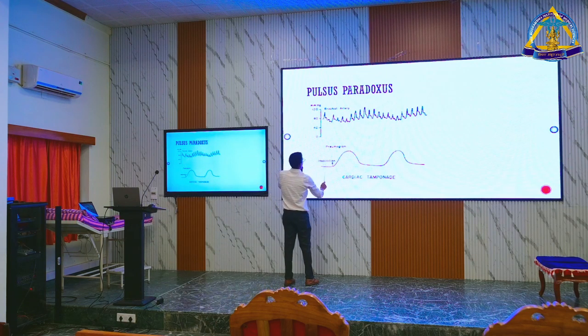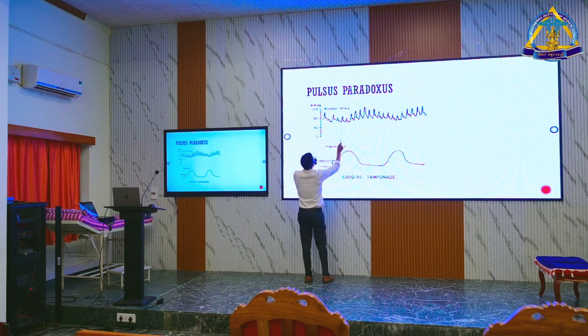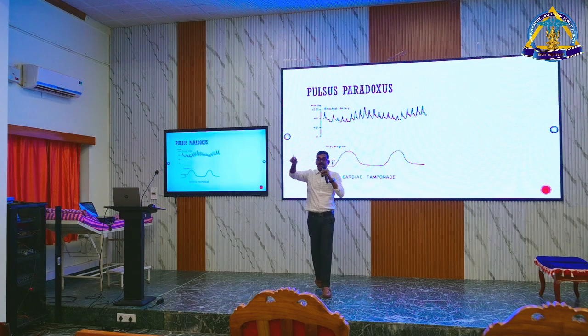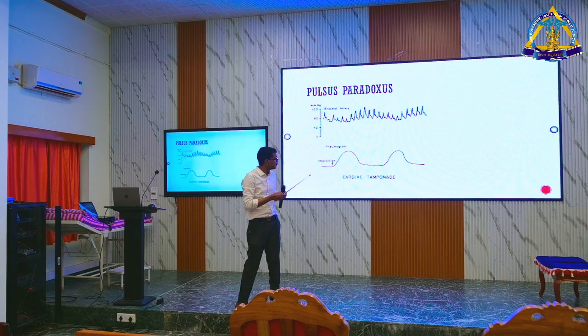Okay. So this is how paradoxes looks. This is the pneumogram. You see the inspiration. During inspiration, you see the amplitude of the pulse comes down. The amplitude comes down. You feel a decrease in the pulse volume. During expiration, you see the pulse amplitude is very high.